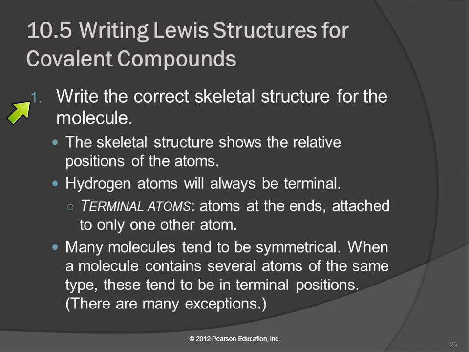The first thing to do is to write a correct skeletal structure for the molecule. And this is just going to show how the atoms are going to be connected. We're not going to worry about where the electrons are or anything. We'll just try to figure out how they're connected, what order they're in, kind of like a seating arrangement. Important to remember that hydrogen atoms will always be terminal. Terminal means on the end.